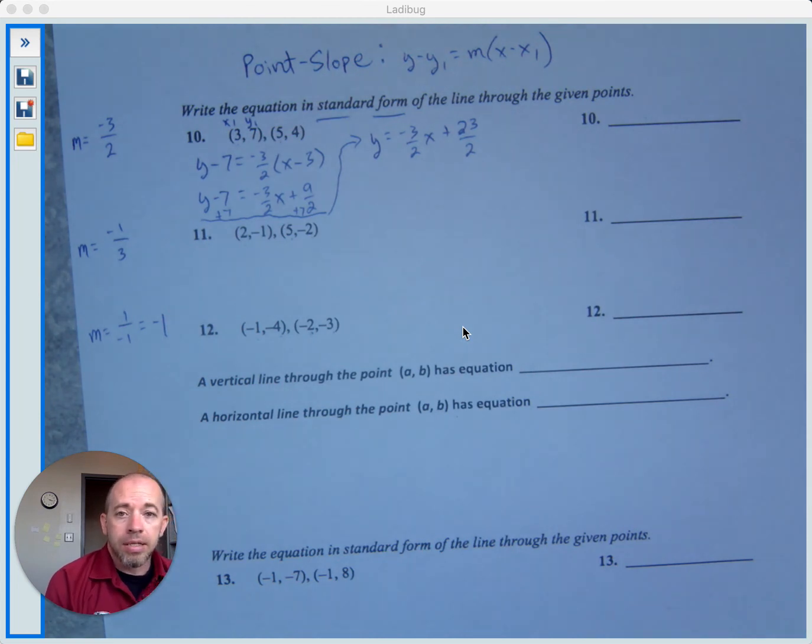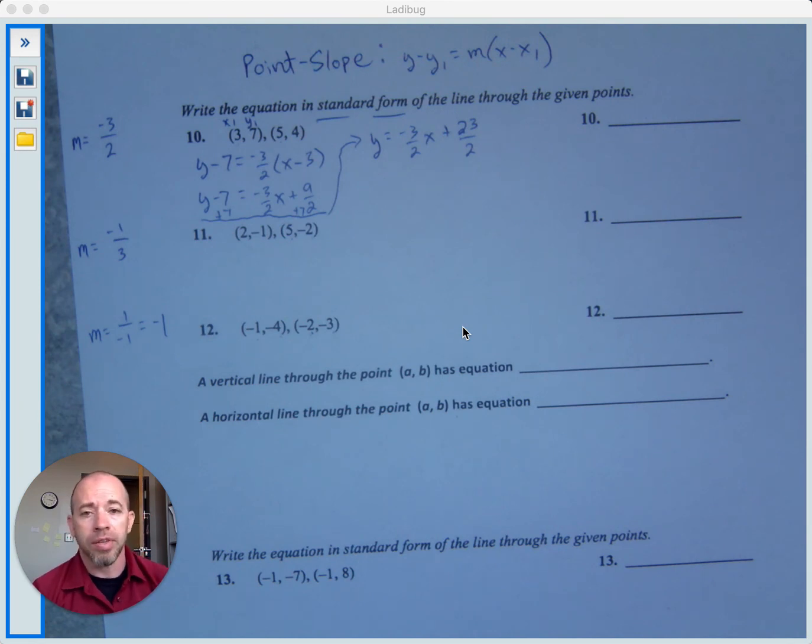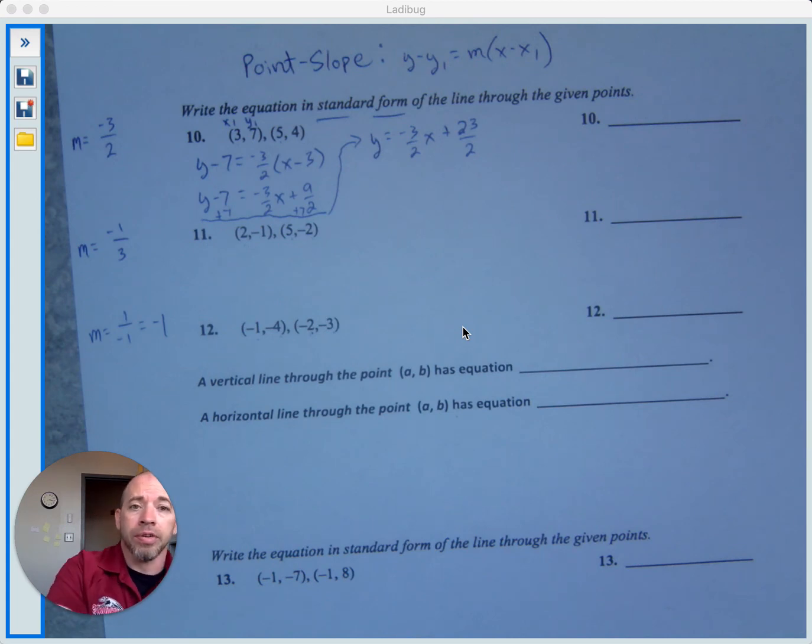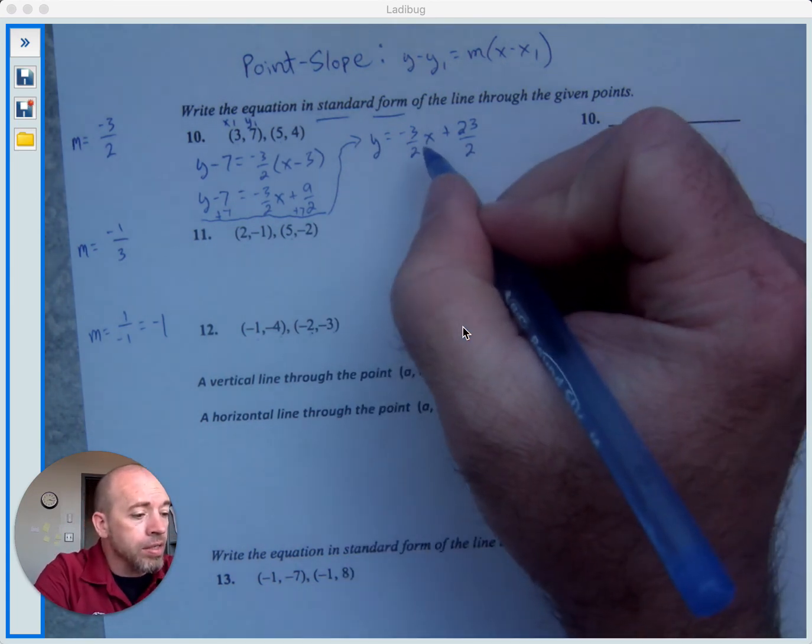So that is your slope-intercept form. If you were asked to give the slope-intercept form, you would stop and enter this into your MyLab. If you're asked to give standard form, you got to go a little further, right? We got to get all our x's and y's on the same side.